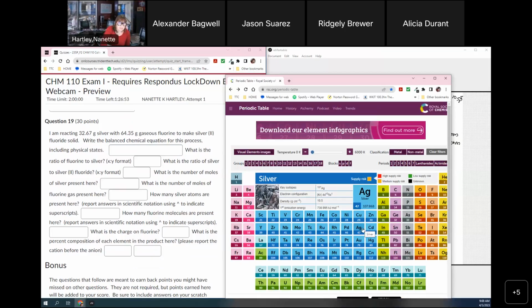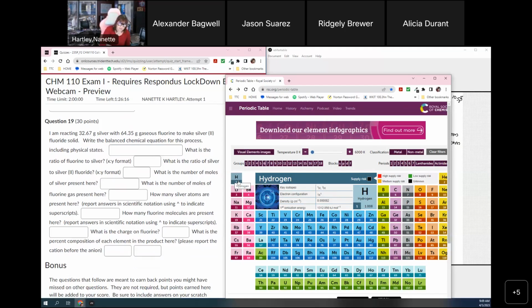I'm reacting him with gaseous fluorine, F, is one of those ones that's always diatomic. So my diatomics, again, nitrogen, oxygen, fluorine, chlorine, bromine, iodine, and hydrogen. So F exists as F2 gas. Okay. And that gives me silver 2 fluoride. So silver 2 is Ag2+. Fluoride, F-, again, picks up 1 electron to become like neon. I know it's 2+ because it's silver 2.